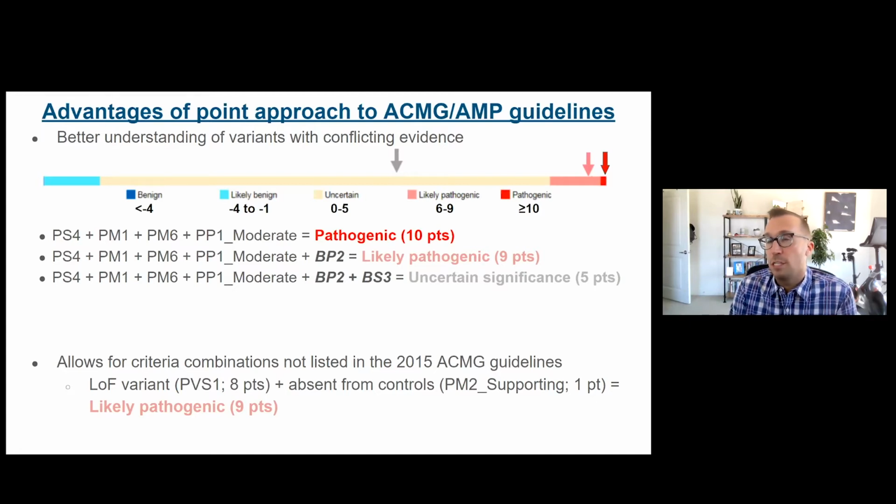This point approach would also allow for criteria combinations that were not specifically called out in the 2015 guideline. For example, a very strong piece of evidence and a supporting piece of evidence would get you to 9 points, which is in the likely pathogenic realm. This combination was not listed in the guideline, but it would still fit with this point approach.